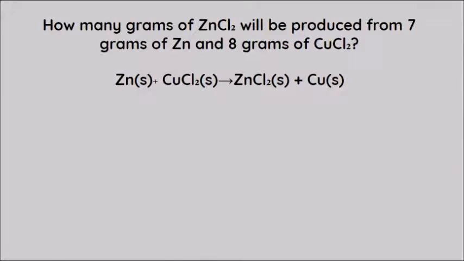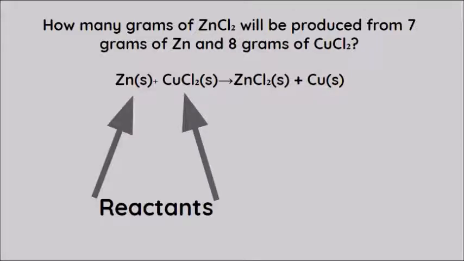So with that in mind, let's try to do an example problem. How many grams of zinc chloride will be produced from 7 grams of zinc and 8 grams of copper chloride? Let's break this down into simpler steps by using dimensional analysis. The reactants in this reaction are zinc and copper chloride, so we know that the product should be a rearrangement of the reactants.